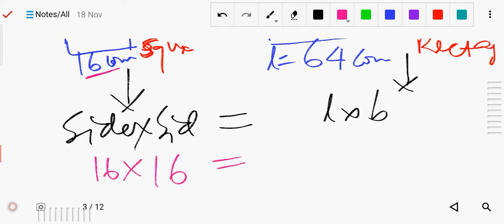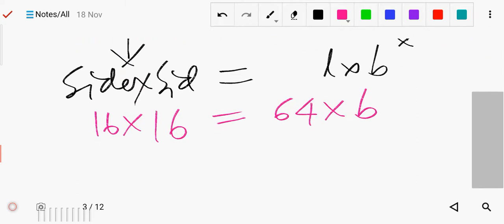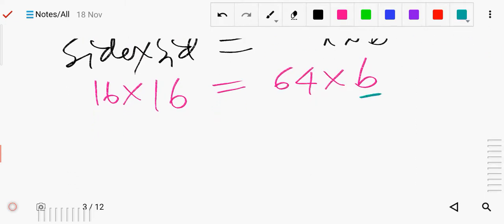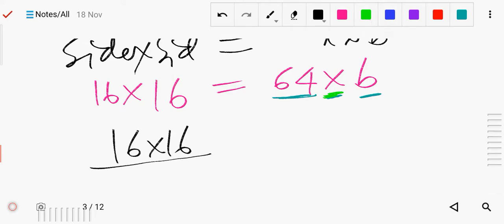Here L is given as 64, but B is not given, so write simply B. Now you can find the value of B. You can transpose, shifting this 64 from the right side to the left side. Because it is with a multiplication sign, after shifting it will go to the other side and be divided. So now it will be 16 into 16, and the whole will be divided by 64. Now only B is left.